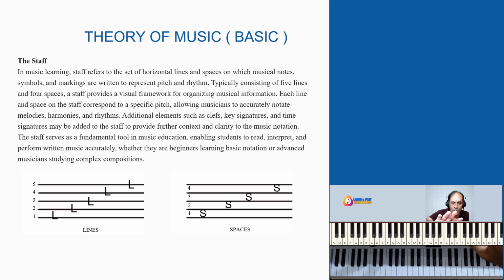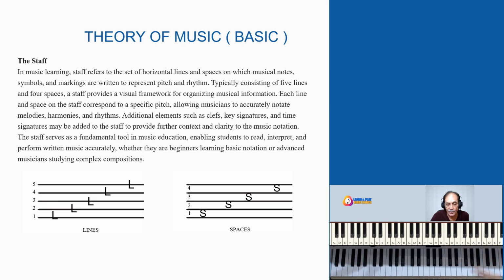So the line always starts from bottom to top. You read line 1, line 2, line 3, like from bottom to top. So for a line note, I indicate through a word called L, alphabet, which is passing through the L. So that means they are the notes which are cut by the lines.